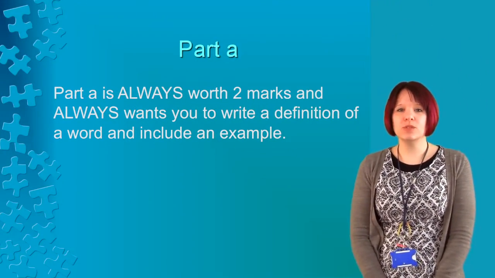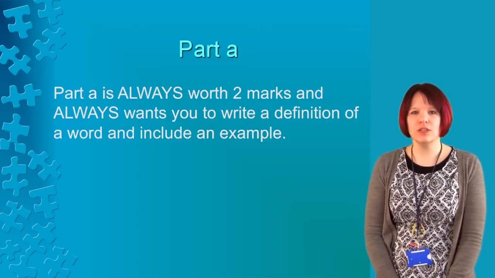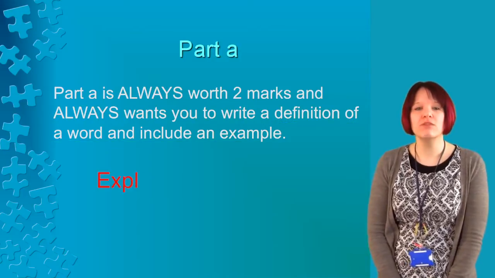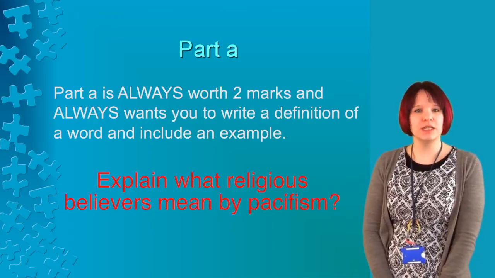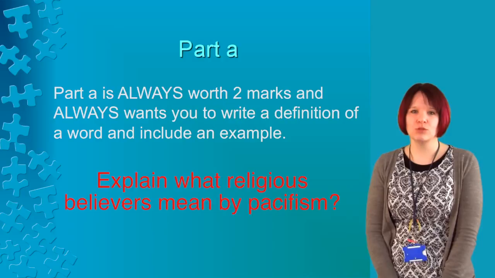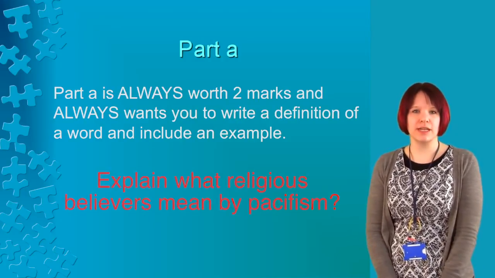Part A is always worth 2 marks, and it always asks you to give a definition and an example of a word. For example, explain what religious believers mean by pacifism. You will say that religious believers believe that pacifism is the idea of being totally against all forms of violence. An example of this might be a conscientious objector.